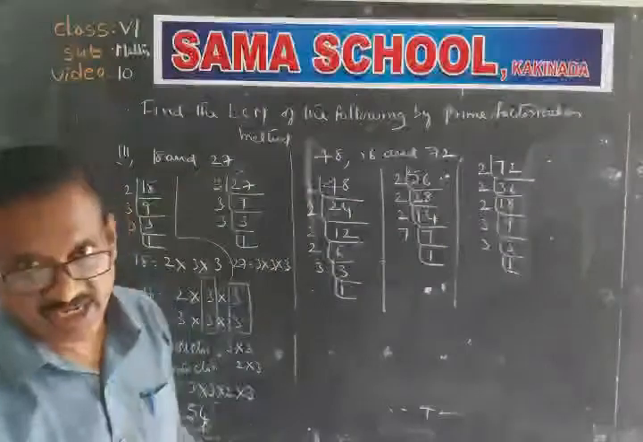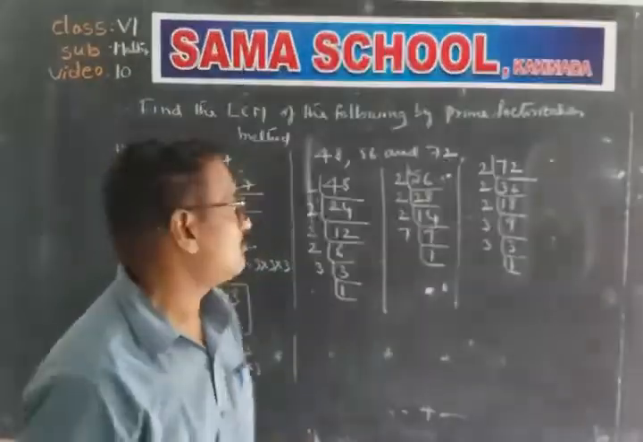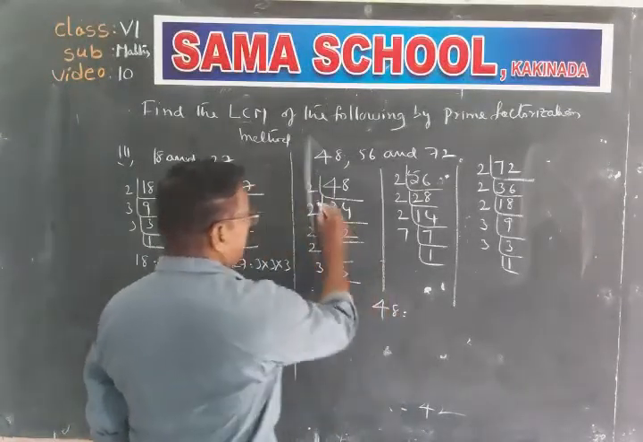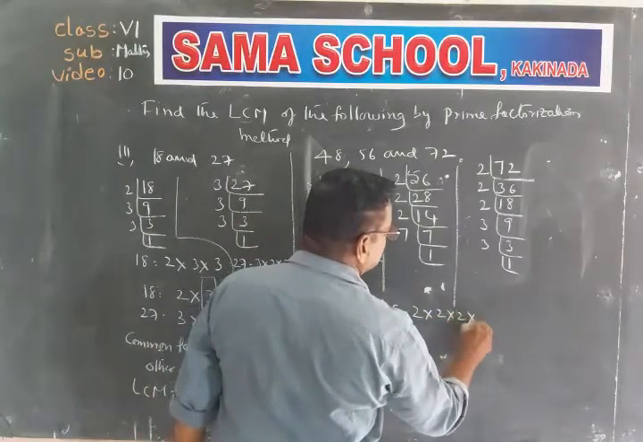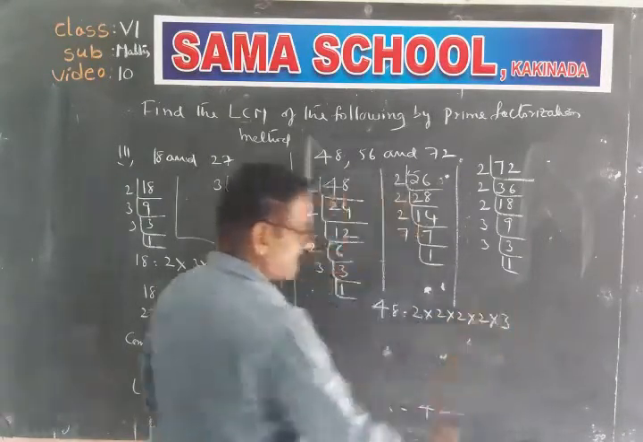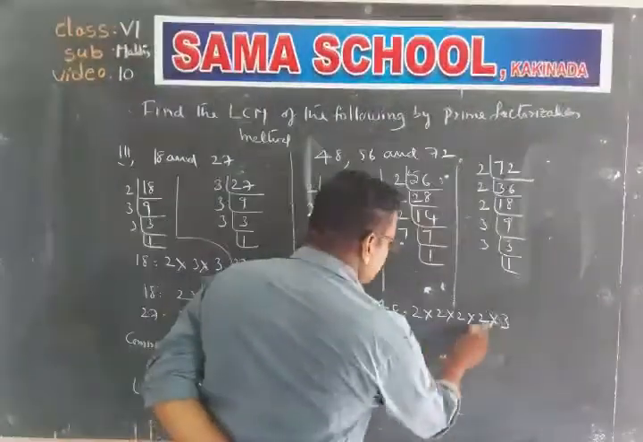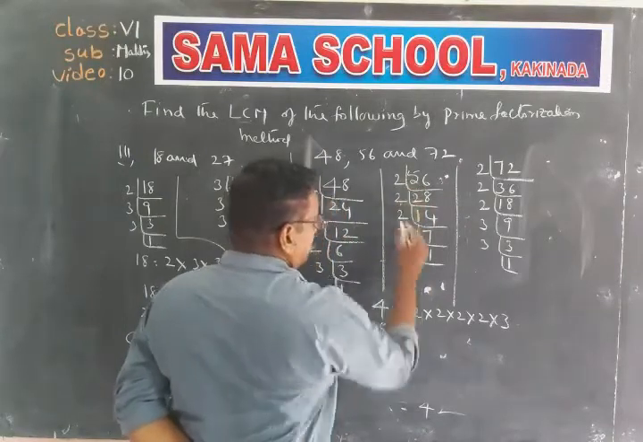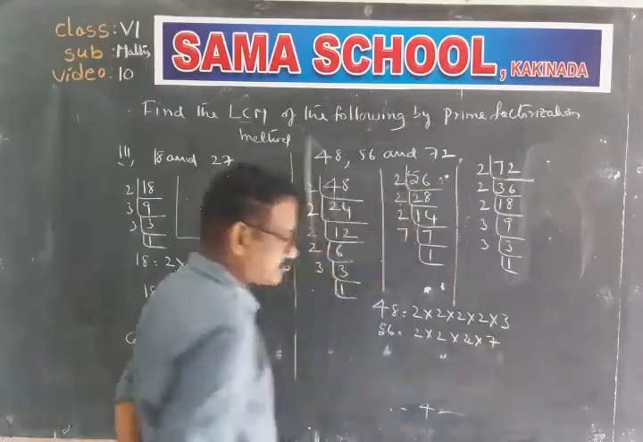3 numbers' prime factors. Now you write the product of the factors of the given numbers. So 48, how to write? 2 into 2 into 2 into 2 into 3. The product of the factors. The 48 is equal to 2 into 2 into 2 into 2 into 3. Now 56, how to write? 2 into 2 into 2 into 7.